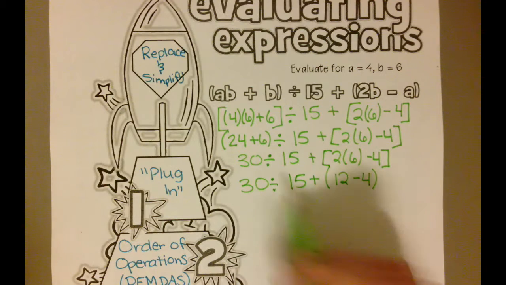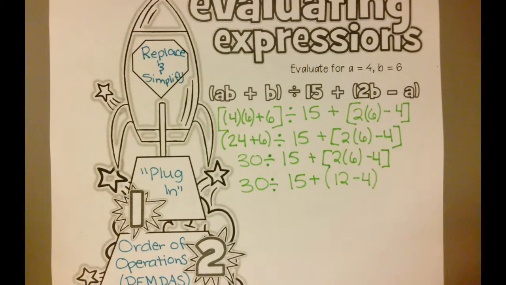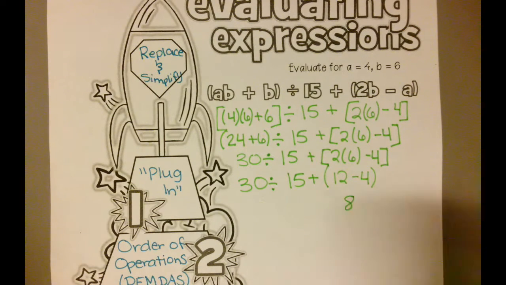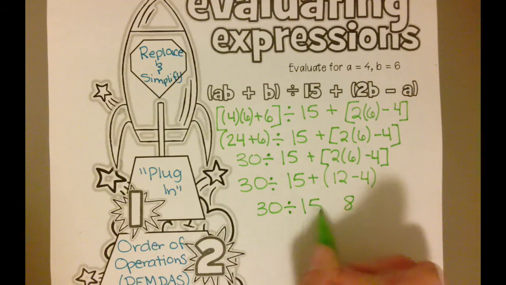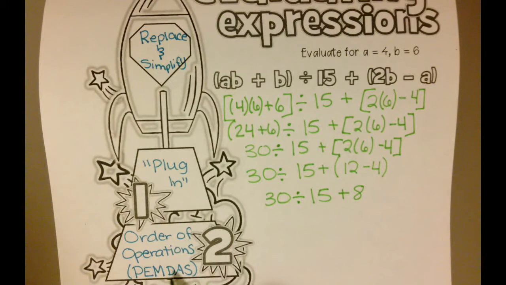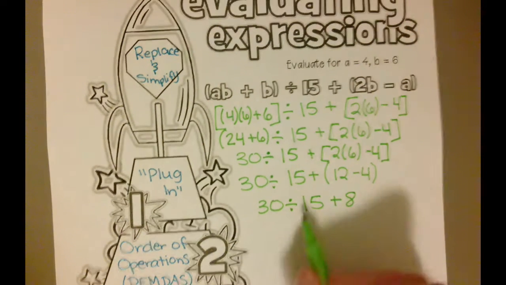Okay? Next step, I'm going to solve the rest of my parentheses so I can completely get rid of all parentheses. So 12 minus 4 gives me 8. Bring down the rest of my problem. Okay, now I have division and I have addition left. Now PEMDAS over here tells me that I need to do a division first. Remember, parentheses, exponents, multiplication and division in order from left to right, and then addition and subtraction in the order from left to right. So division comes first.